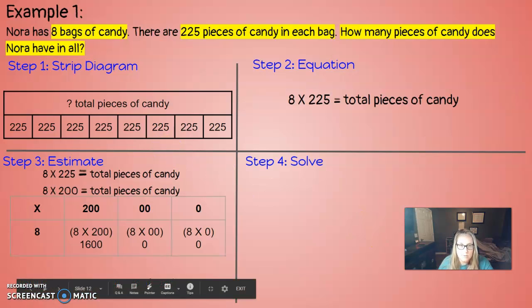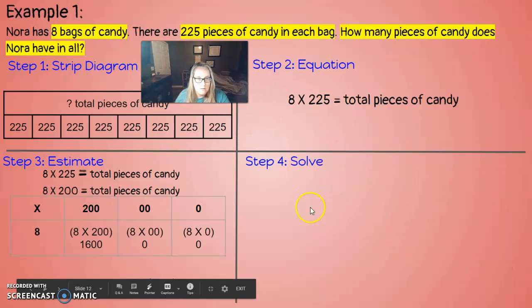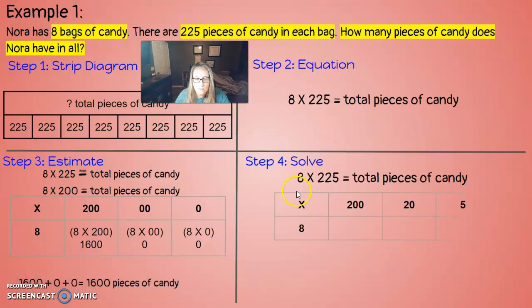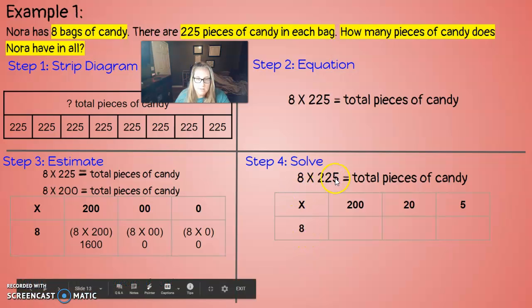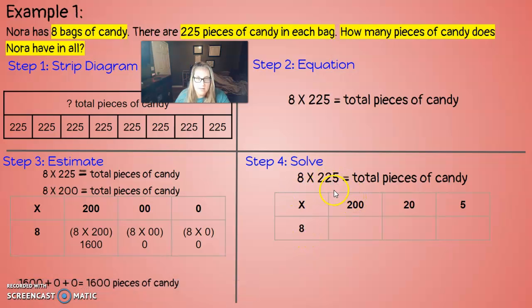So let's actually solve this problem. So I'm going to actually do 8 times 225. Again, I have my 8 on this side, and I'm going to break my 225 into its place value, breaking it into expanded form. When I break it into expanded form, this is 200 plus 20 plus 5. Again, I like to actually write what I'm going to solve inside of each box. So in this box, I'm solving for 8 times 200. In this box, I'm doing 8 times 20. In this box, I'm doing 8 times 5.